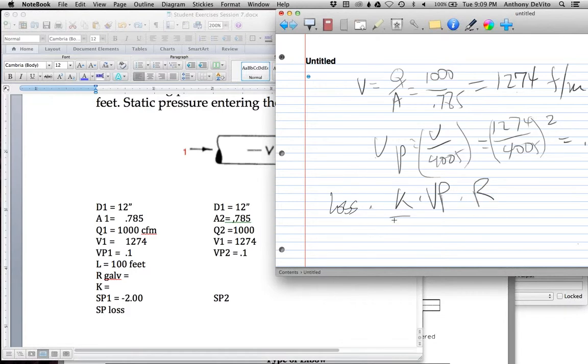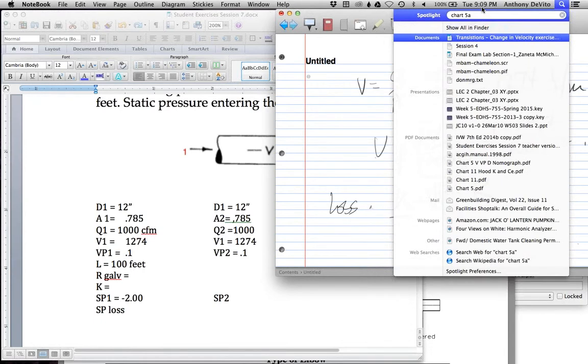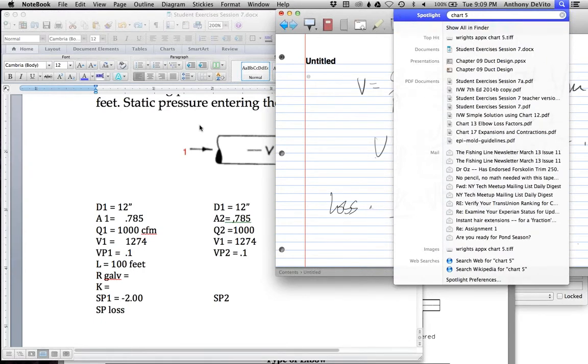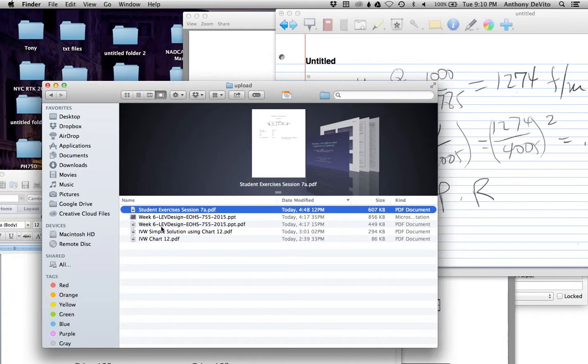So we're going to look up K first. What chart is K on? Let's see, galvanized ductwork. We can get that from chart 5. Is chart 7 the velocity pressure again? Chart 7 is the velocity pressure. I'm going to go to chart 5. Chart 5 is a good fallback chart because if you like using nomographs, you can save a lot of trouble with that. It's kind of like having a slide rule to do this with.